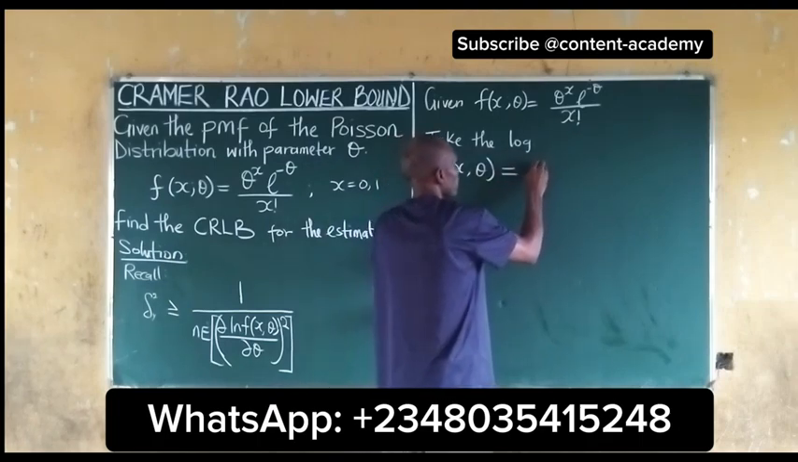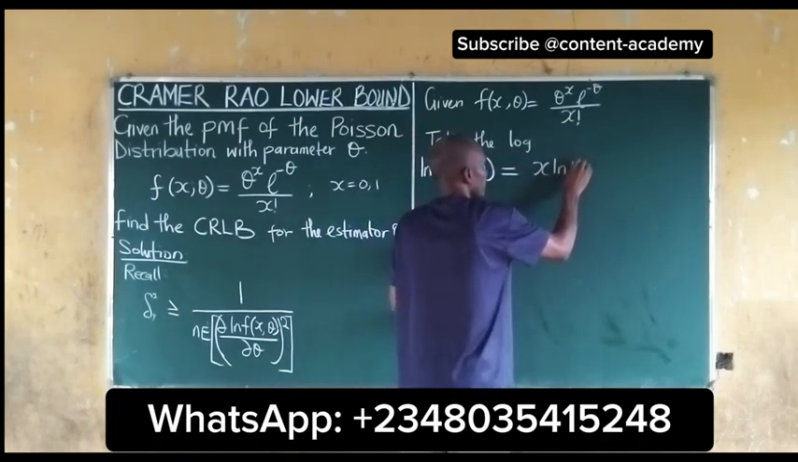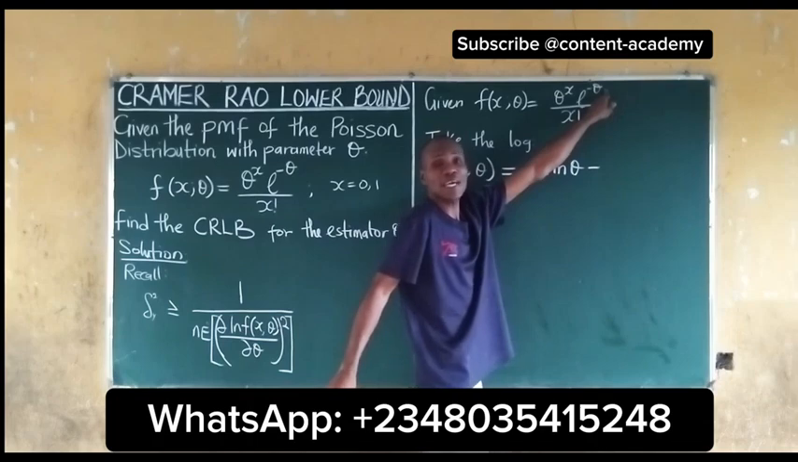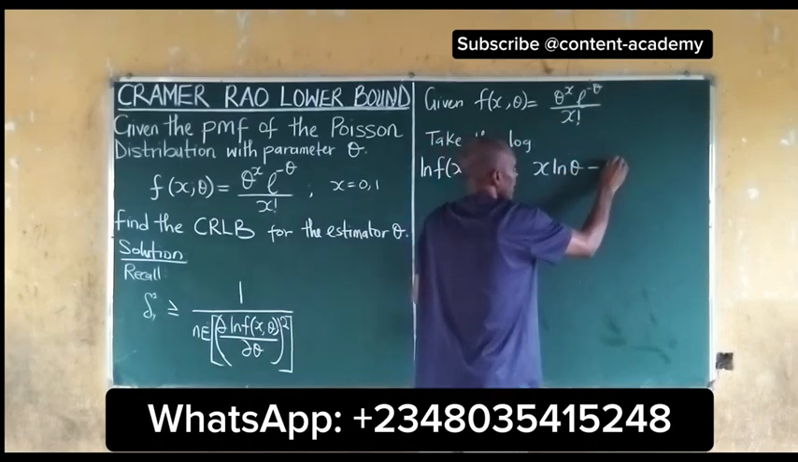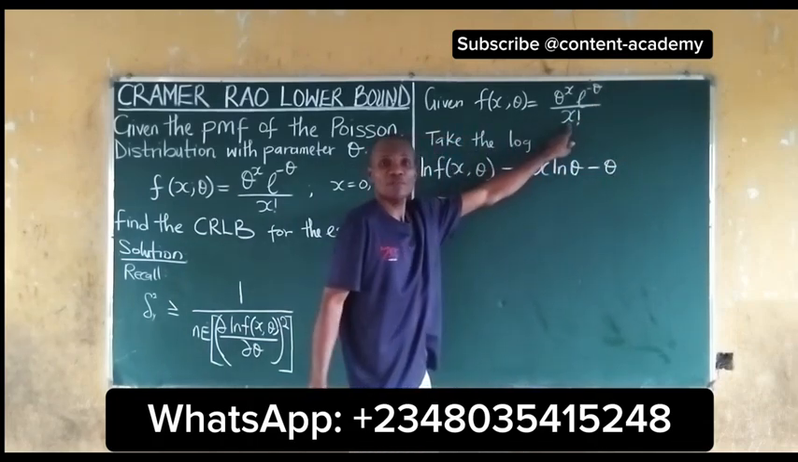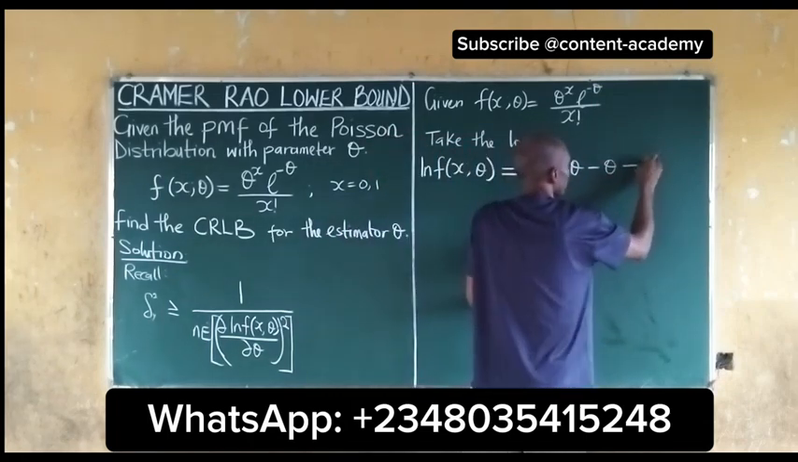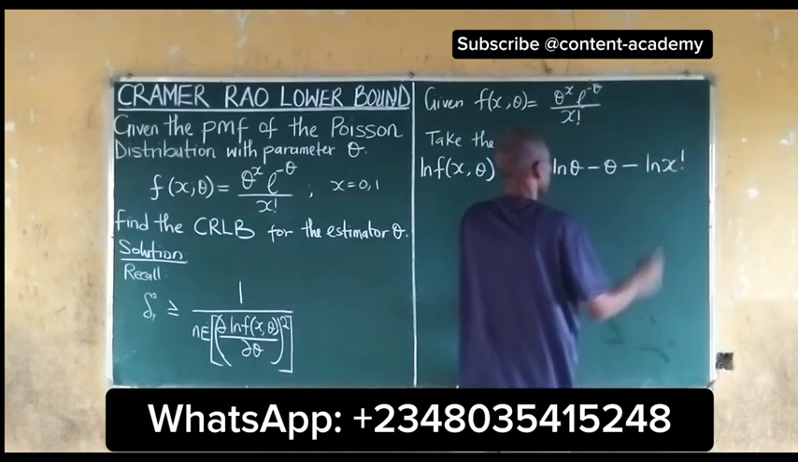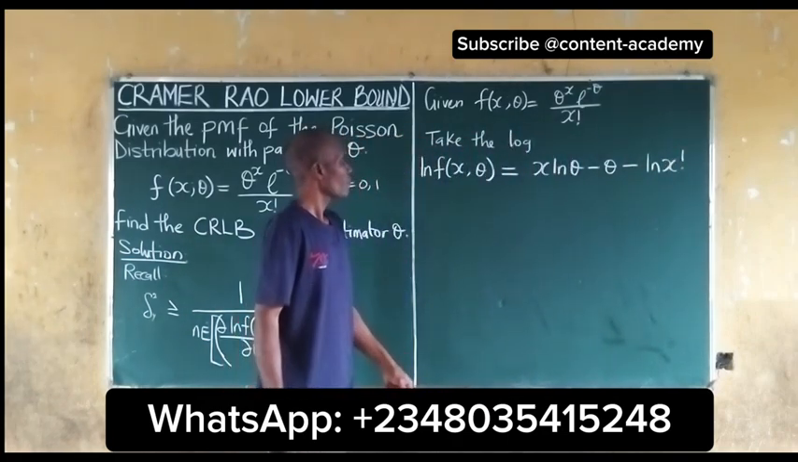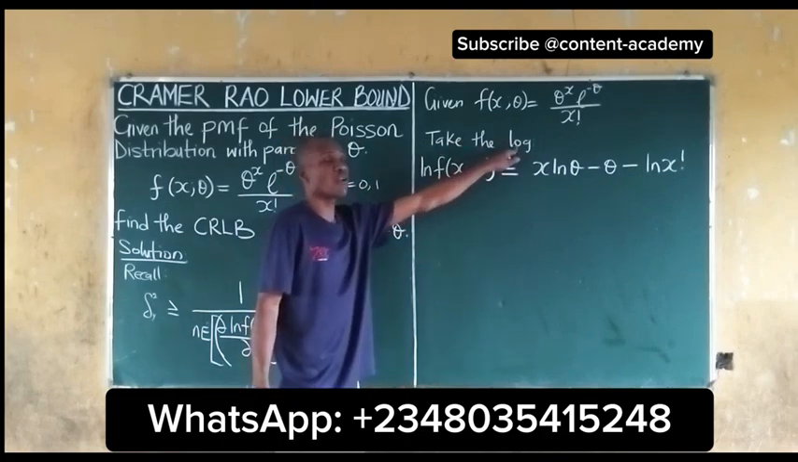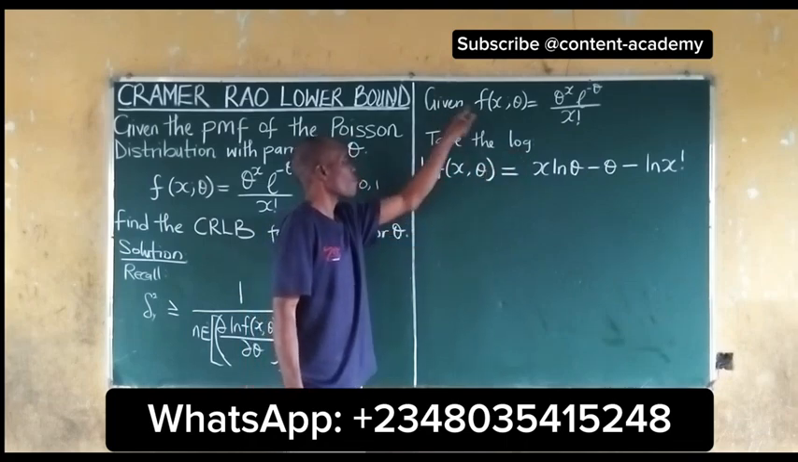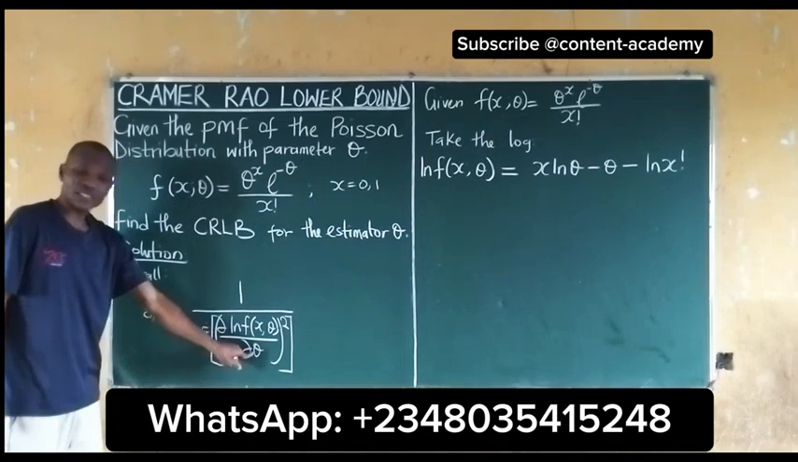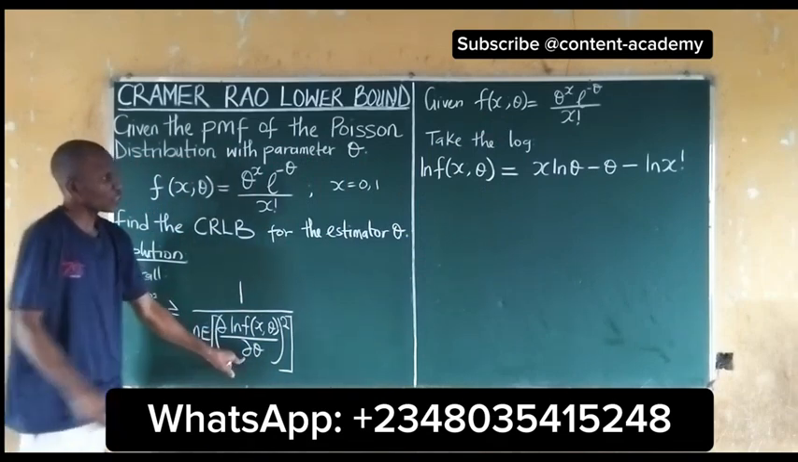So we have x ln theta. If you take the log of e to the power negative theta, we get negative theta. And if you take the log of x factorial, we get negative ln x factorial. This is what we get. So we succeeded in taking the log of what is given. The next thing to do is to differentiate with respect to theta.